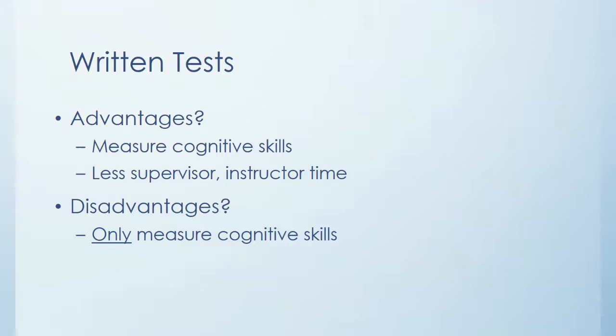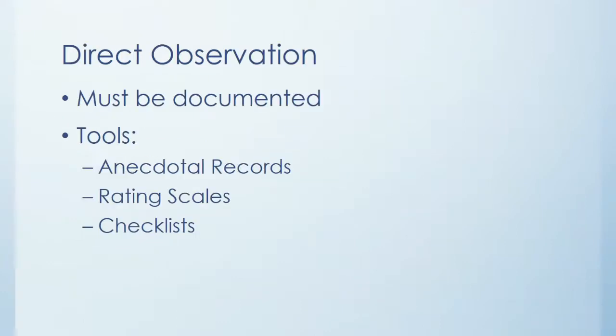The disadvantage is that it only measures cognitive skills. A well-constructed test can measure higher level cognitive skills such as analysis, synthesis, and evaluation, but when you're actually working in the clinical laboratory, you do need to have some psychomotor and attitude testing as well. So one way to do this is direct observation. This direct observation must be documented. Some tools of direct observation include anecdotal records, rating scales, and checklists, and we'll talk about each of these.